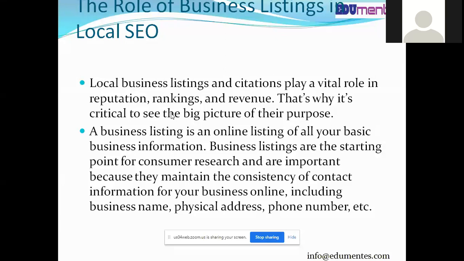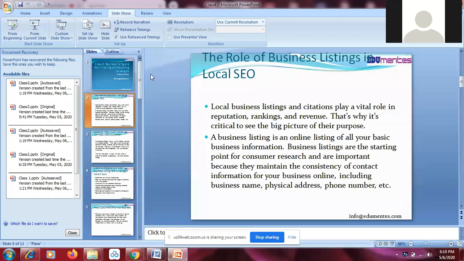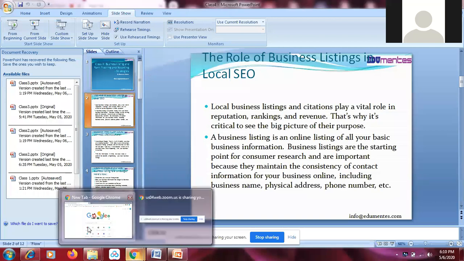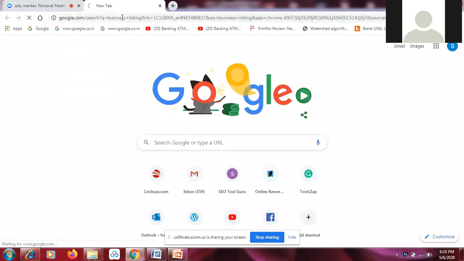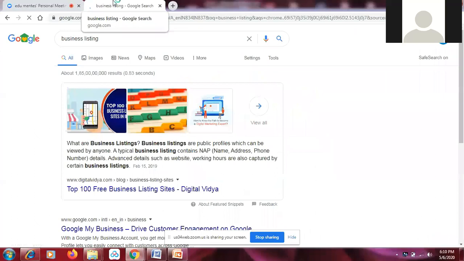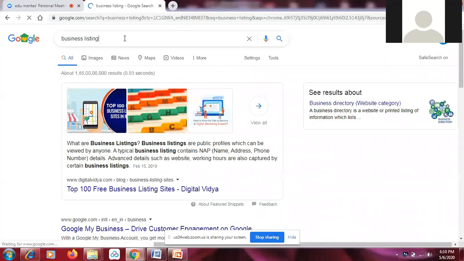Local business listings and citations play a vital role in reputation, ranking, and revenue. That's why it is critical to see the big picture of their purpose. So, how to do this? There are many sites where you can put your company's address. You can mention your address. For example, let me show you business listing websites.